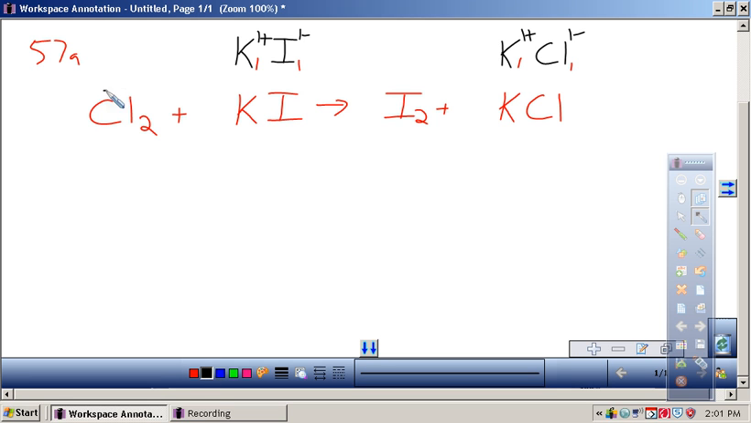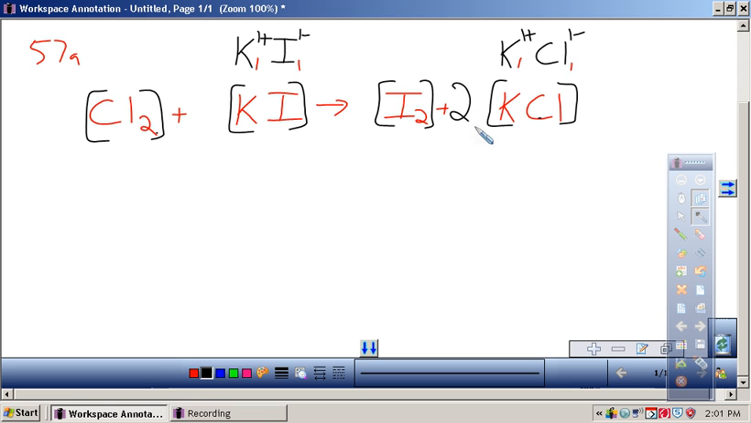Okay, once I have my skeleton equation done, I cannot change these numbers on the bottom. I can't change the subscripts. So I'm going to bracket those, because what I can change is the number in front, the coefficient. You see on the left side I have 2 chlorines. On the right side I have 1 chlorine. I'm going to double this whole thing. So now I have 2 Ks and 2 Cls. So I have 2 Ks over here. I need 2 Ks on the other side. So I'm going to put a 2 in front of there. So now I have 2 Ks, 2 Is, which match my 2 Is over here. So that's balanced.